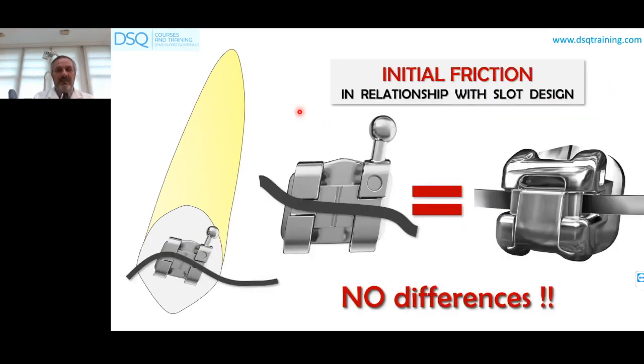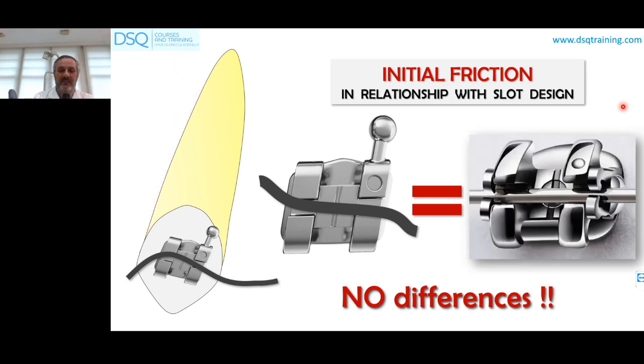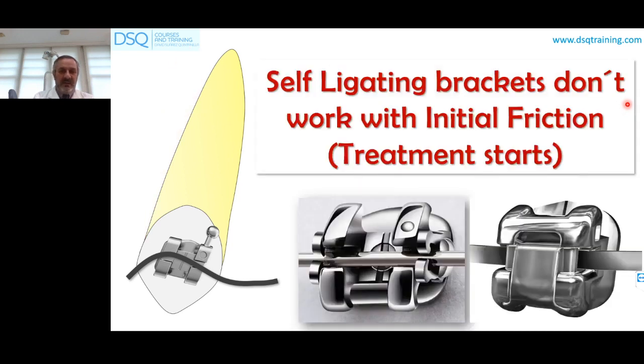Okay, in relation to the slot design, there are no differences between the conventional bracket and even brackets like SmartClip. Self-ligating brackets don't work with the initial friction. Why? Because self-ligating brackets present the same slot, the same design as the conventional bracket.